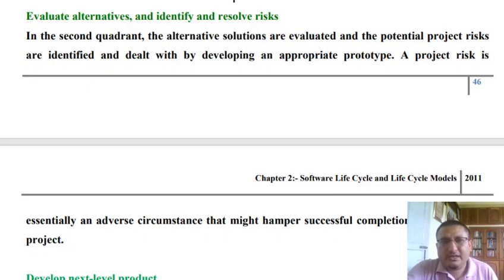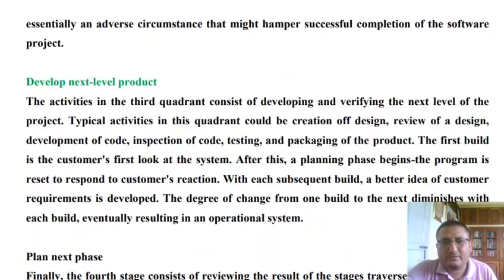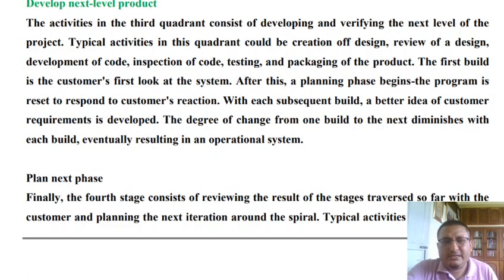So once the alternatives have been evaluated, and the associated risks have been identified and resolved, we initiate the next level of the product, or develop the next level of the product. Because once the objectives are identified and the associated risks are resolved, we can now develop the objectives, right? So in this particular phase, we develop and verify the next level of the product.